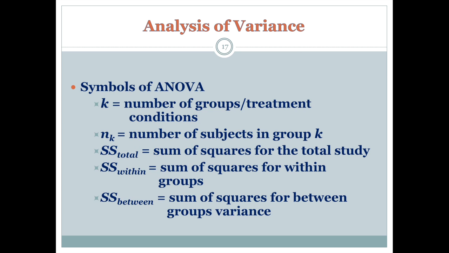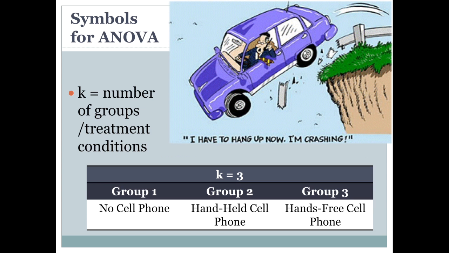Some symbols that we're going to use: one is K, the number of groups or treatment conditions. N_K, the number of subjects in each group. Sum of squares total, and normally we don't write out sum of squares total, we write SST for the sum of squares for the total study, SSW for the sum of squares for within groups, and SSB, like boy, for sum of squares for between group variance. We don't write out the whole word between, we just go SSB.